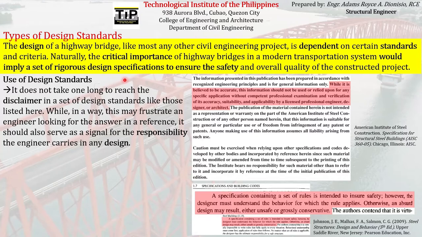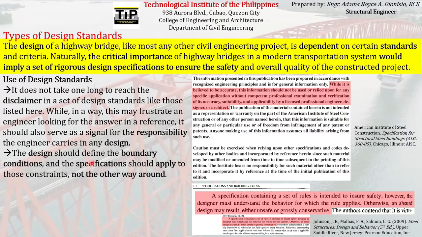Because not all of the things that are stated on a design standard are applicable to any case or scenario in a construction or design project. So therefore, there must be human intervention or professional intervention so that we will not blindly follow the design standard itself. The design should define the boundary conditions, and the specifications should apply to those constraints, not the other way around. So aside from knowing that the design standards are just a guide, therefore the responsibility will still lie on the designer himself or herself. Aside from that, we have to know as well that design standards, specifications, are just a guide.